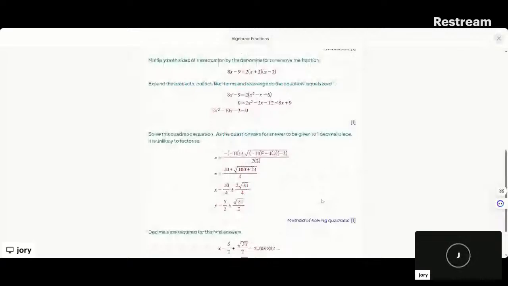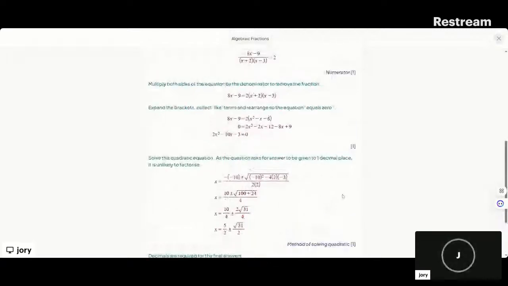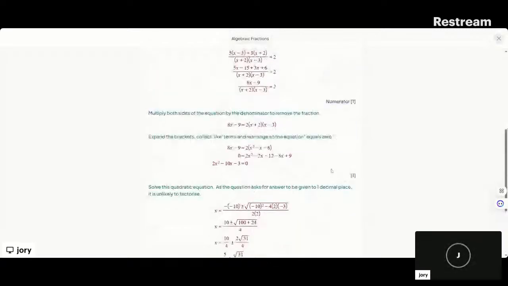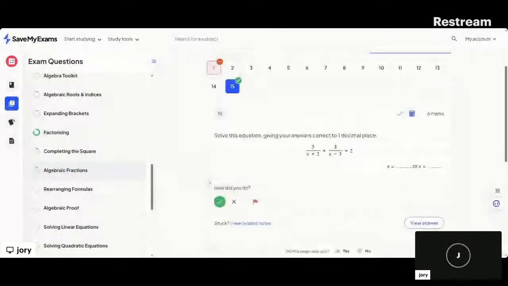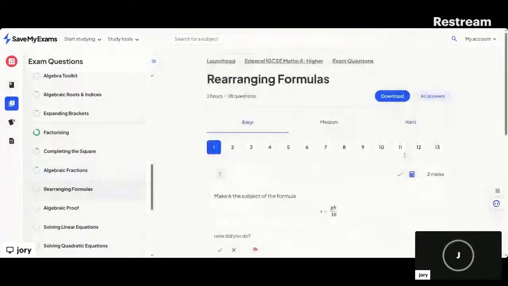It's a quadratic formula. But I didn't multiply by 2. That would have been smarter. I guess I'm just stupid. Oh well.